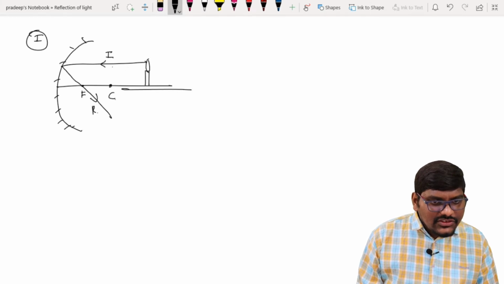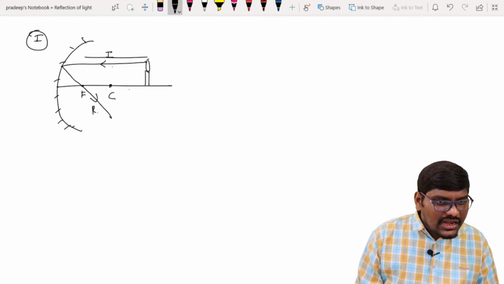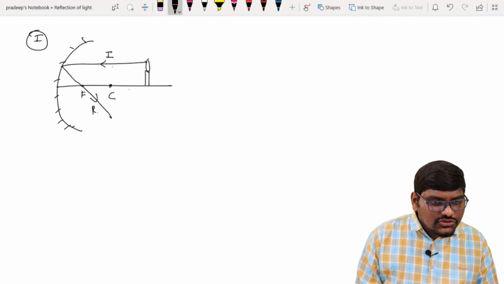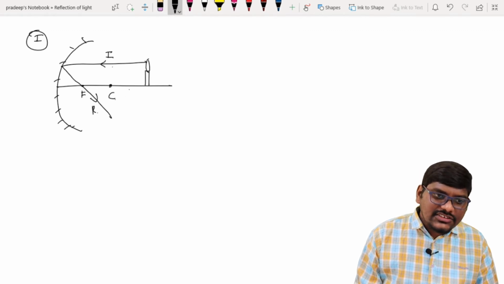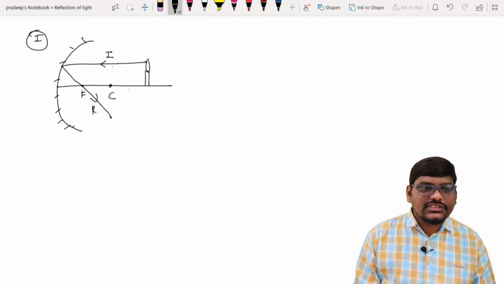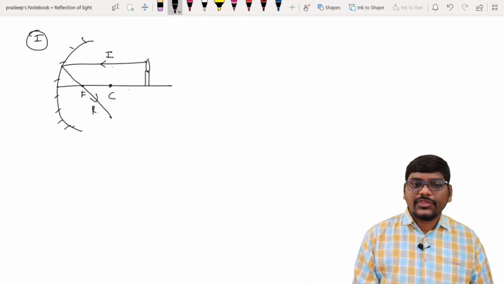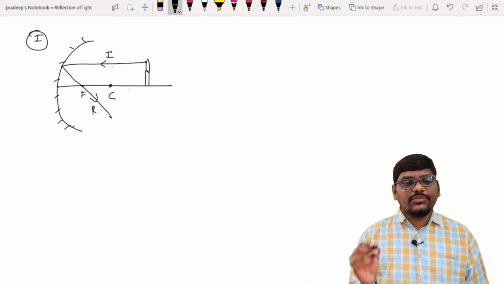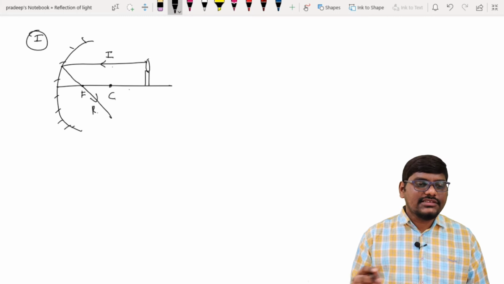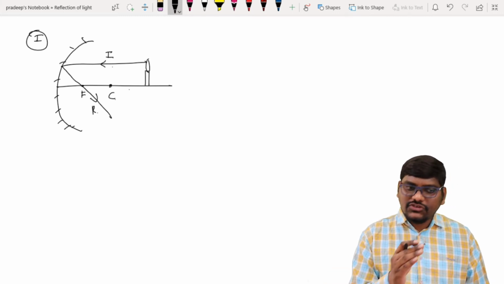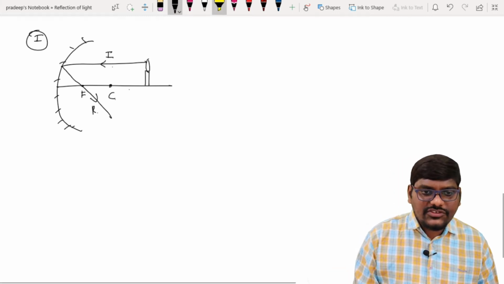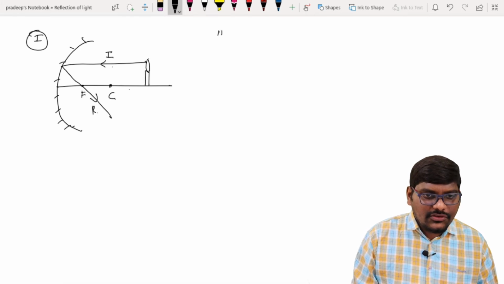So now the ray, when you observe here, this is going parallel. See, this is the principal axis and this ray is parallel, very parallel to this principal axis, and it is touching the mirror and that is passing through the focus. This is the first rule. Okay, the ray when it is passing parallel to the principal axis and it touches the mirror, and if that is going through the focus, that is the first rule.